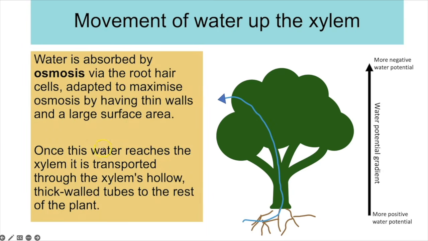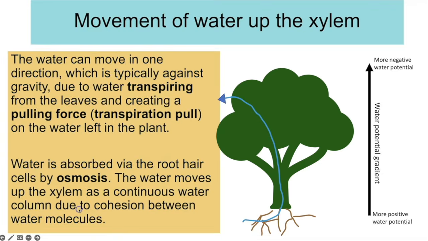We've partly touched on this concept already, but it's just pointing out the starting place of this water. So water is absorbed by osmosis via the root hair cells, and there's a big root network to increase the surface area to maximise osmosis. Once that water then reaches the xylem, we're going to be looking at how it transports through those hollow tubes that we talked about that make up the structure of those xylem vessels.